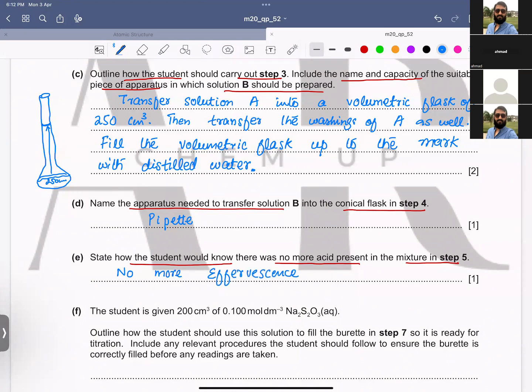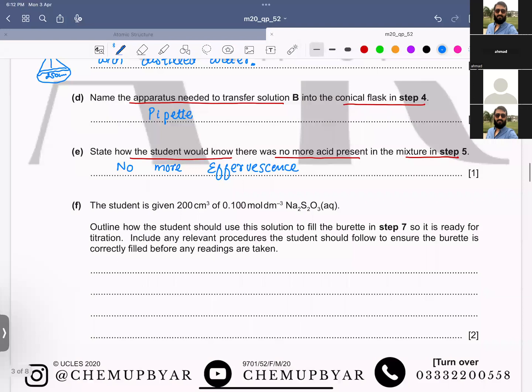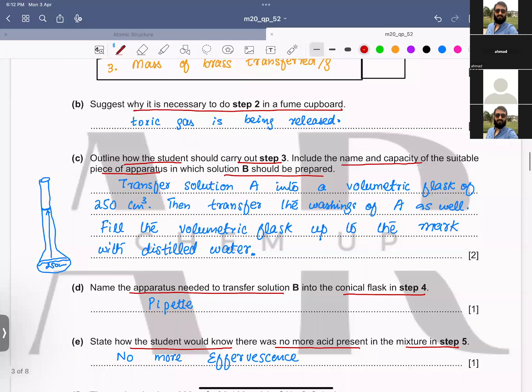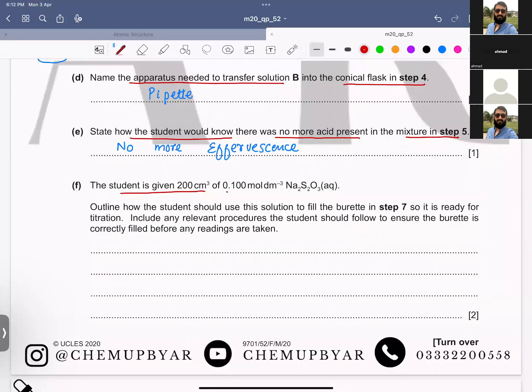Okay, next part. If anybody has any confusion till here, do ask. The student is given 200 cm³ of 0.1 M sodium thiosulfate. Outline how the burette is prepared so it is ready before any readings are taken.